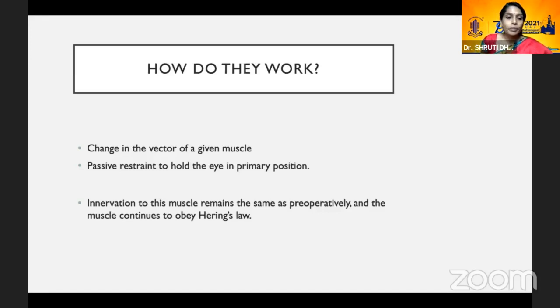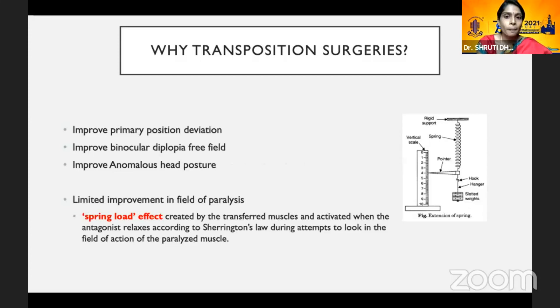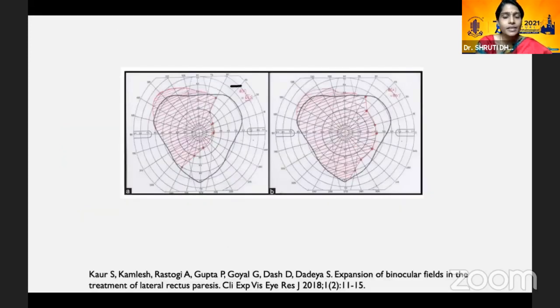Now, we should also remember that the innervation to this muscle doesn't change and it works similar to Hering's law. Why do we choose transposition surgeries? To improve the primary position deviations, especially in large deviations where small recessions might not work, to improve the binocular diplopia-free field, and to improve the anomalous head posture. We should also note there is an improvement in the field of paralysis. However, it might be limited, and that's probably because of the spring load effect. Here, this is how the binocular diplopia-free field can be increased through the transposition surgeries.